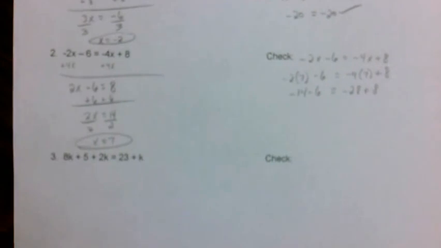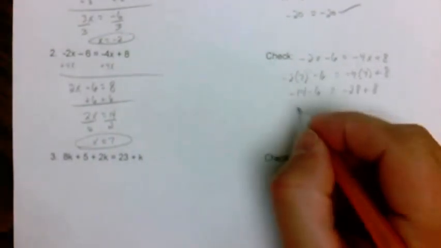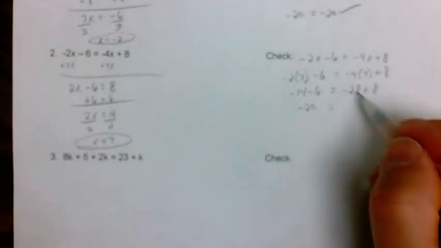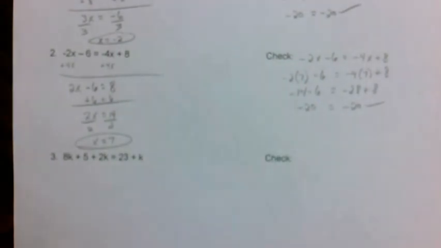And now if we evaluate each side, negative 14 minus 6 is negative 20. Negative 28 plus 8 is also negative 20, so the check works out. And we know that x is 7.